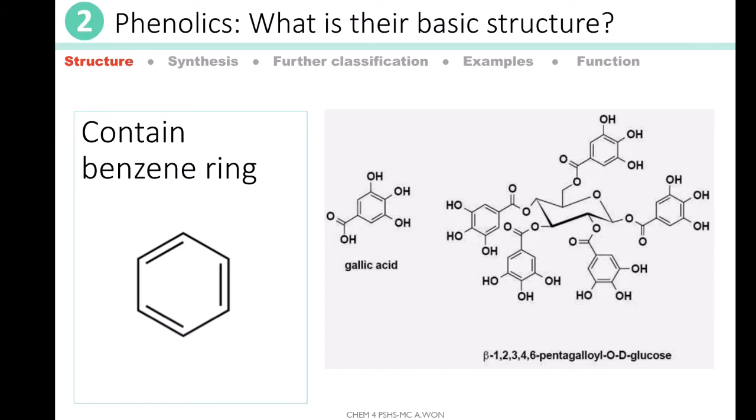So these are just some examples. So it can be as small as gallic acid na may aromatic ring with a carboxylic acid, or it can be as large as this structure on the right.